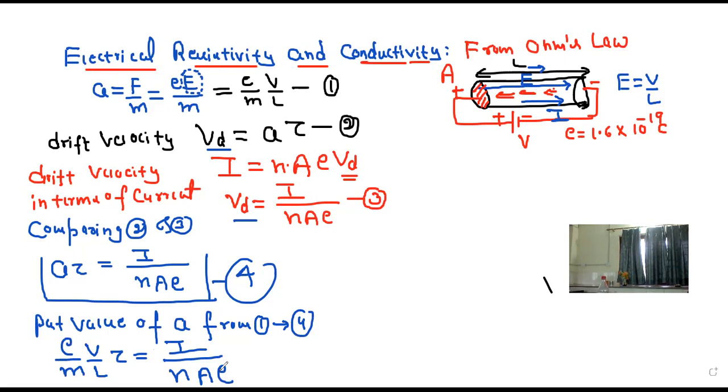Now, my target is to find out this voltage V. So how to find this? V can be written as V is equal to M upon n e square tau, into L upon A into I. So this is my V.